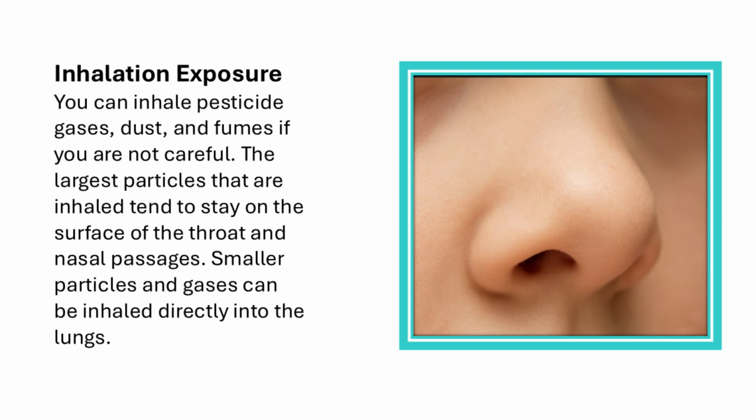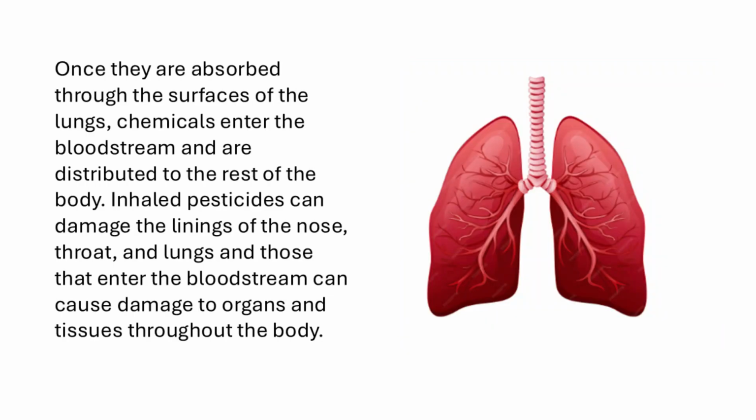The largest particles that are inhaled tend to stay on the surface of the throat and nasal passages. Smaller particles and gases can be inhaled directly into the lungs. Once they are absorbed through the surfaces of the lungs, chemicals enter the bloodstream and are distributed to the rest of the body. Inhaled pesticides can damage the linings of the nose, throat, and lungs, and those that enter the bloodstream can cause damage to organs and tissues throughout the body.